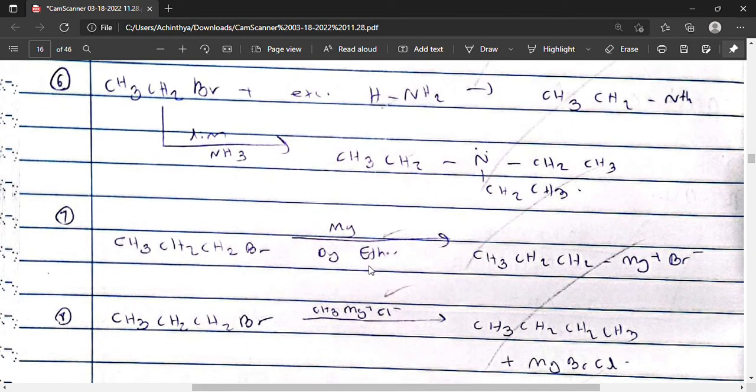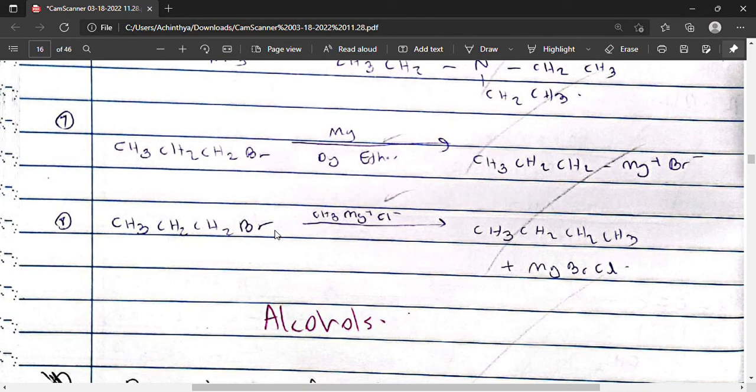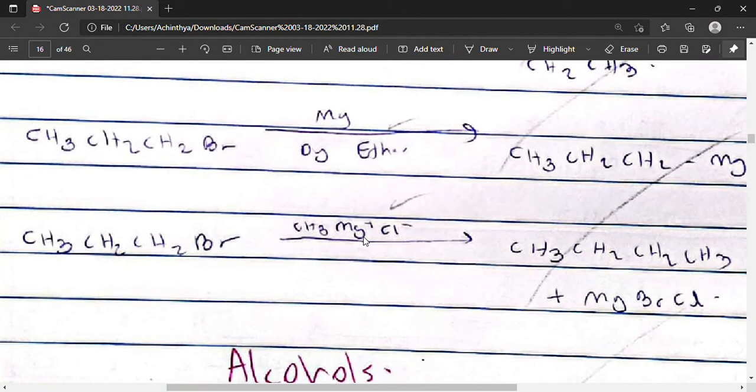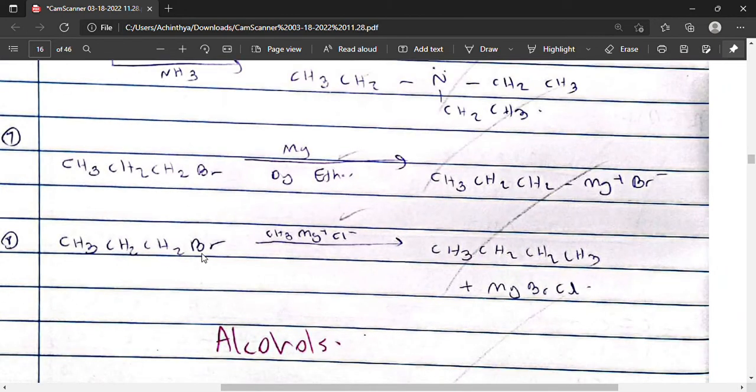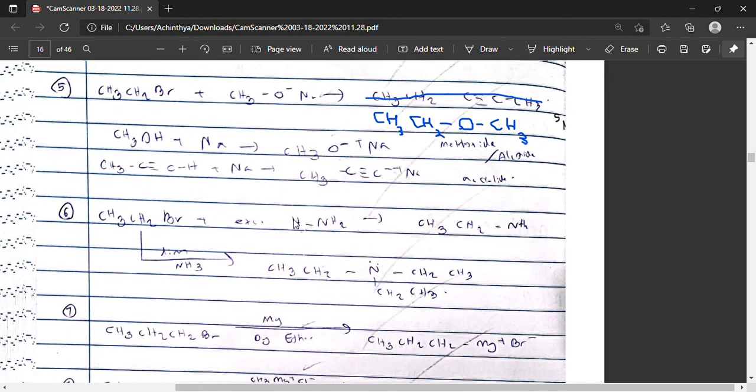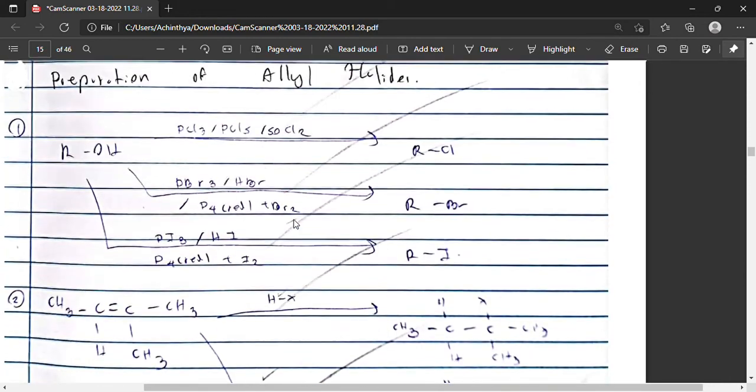Another reaction we can do is the production of the Grignard reagent, which is basically adding magnesium in dry ether medium to the alkyl bromide, and we can obtain the Grignard reagent that way. Another reaction we can do is adding a Grignard reagent to an alkyl halide, in which case we get a big alkane by the joining of these two alkyl groups, and we get MgBrCl as the byproduct of that reaction. And these are the reactions of alkyl halides.